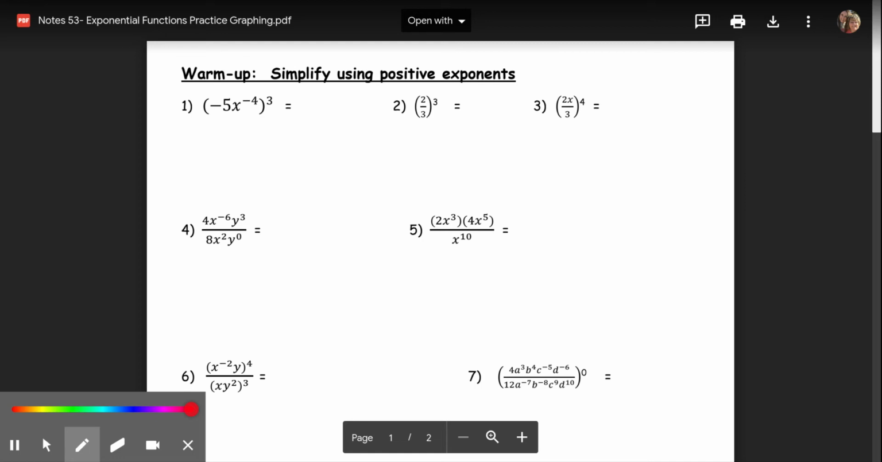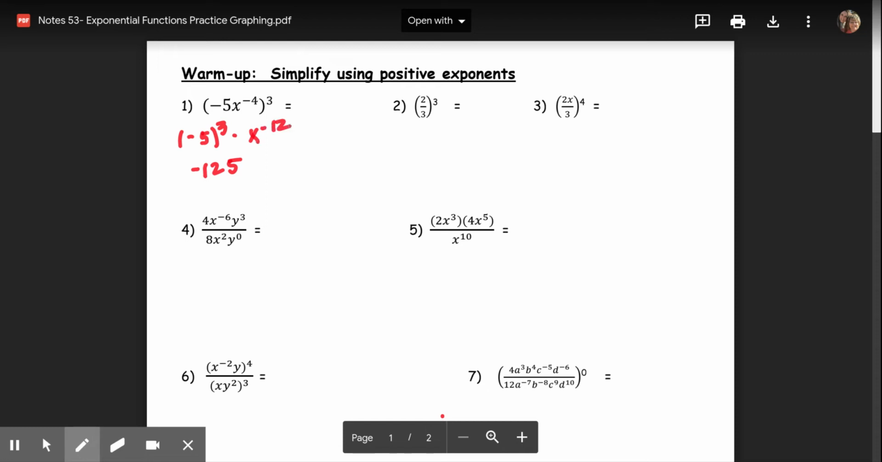All right, on the warm up on problem number 1, what I like to do is just kind of separate my coefficients. So -5 is going to be cubed. So that's -5 times -5 times -5, which is -125. And then x to the -4th raised to the 3rd power. When you have power to power, you multiply the power. So that's going to be x to the -12. So it'll be -125 x to the -12.